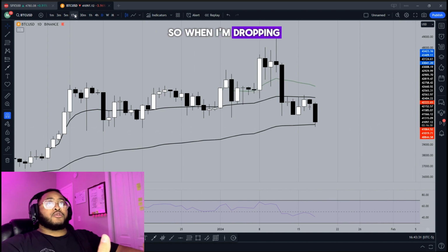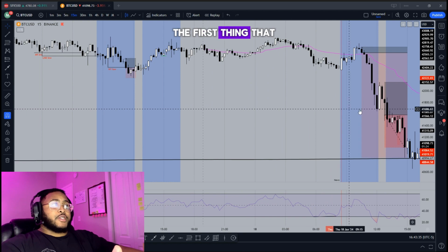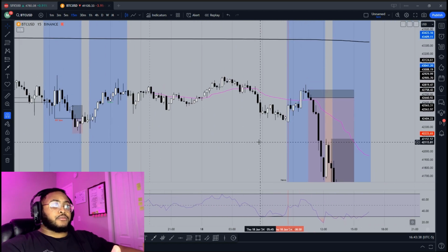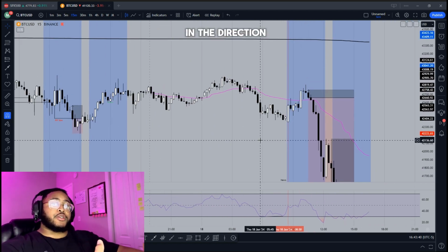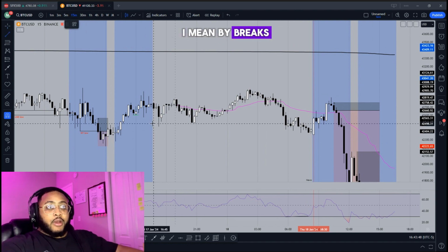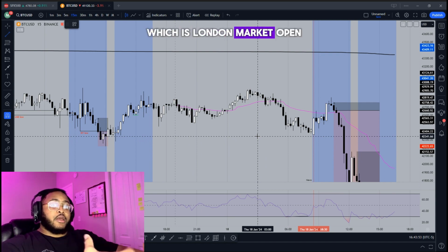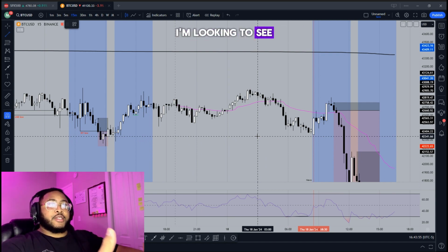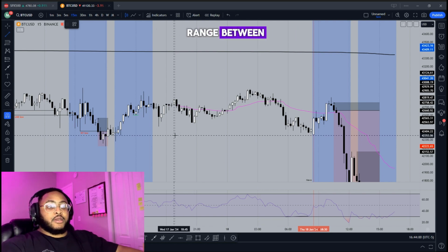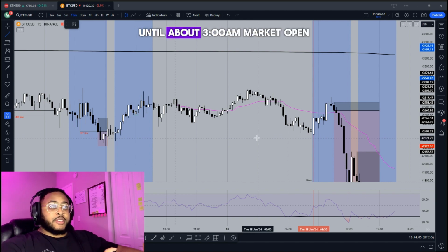So when I'm dropping down to the 15 minute, like I did earlier today, the first thing that I'm typically looking at are breaks of structure in the direction in which I want to get into a trade. Reiteration of what I mean by breaks of structure: at 3 a.m., which is London market open, I'm looking to see what happened during the Asian range. What is the Asian range? Between, I want to say, 6 p.m. when the market opens back up until about 3 a.m.